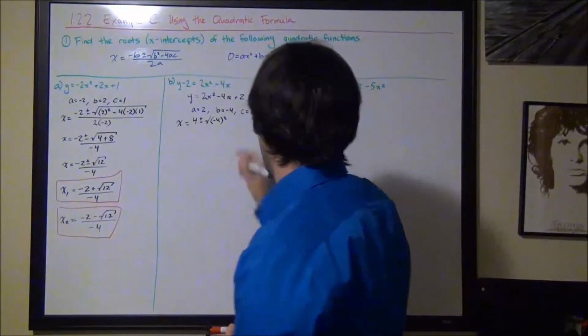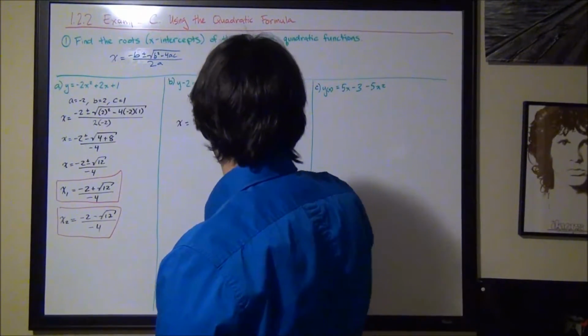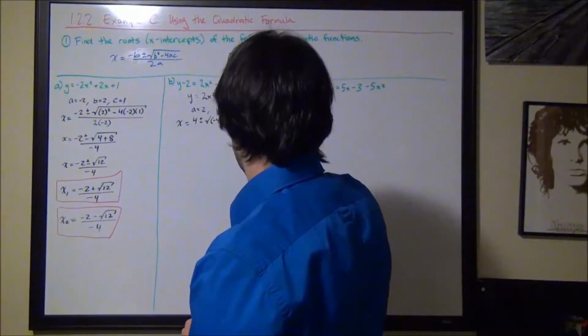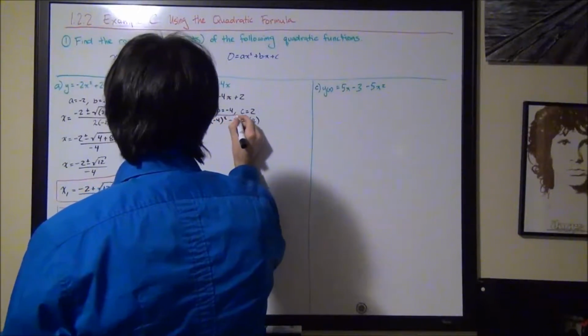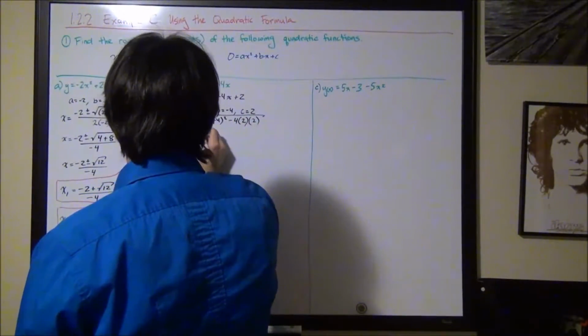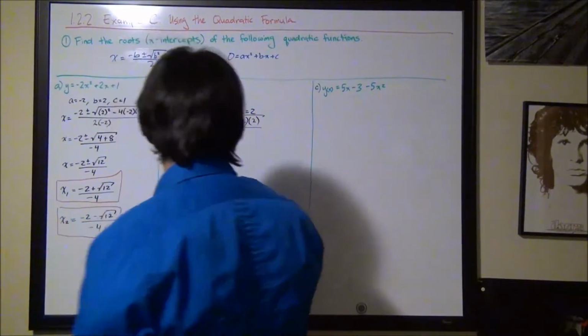squared minus 4 times a times c. We'll finish closing the square root, and the whole thing has to be divided by 2 times a.